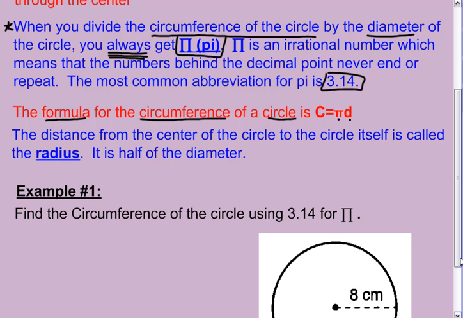Okay? And then the last piece of information, the distance from the center of the circle to the circle itself is called the radius. So here's the circle, here's the center. That distance is called the radius. Hey, let me ask you something. What if I draw a radius going this way? What does that give us? That gives us the diameter, right? The diameter is equal to 2 times the radius.